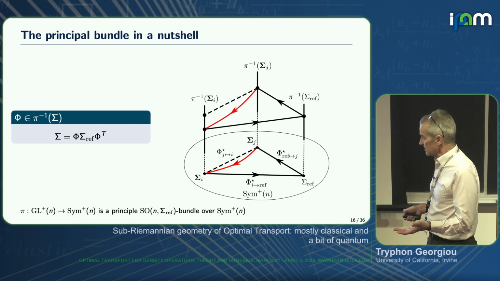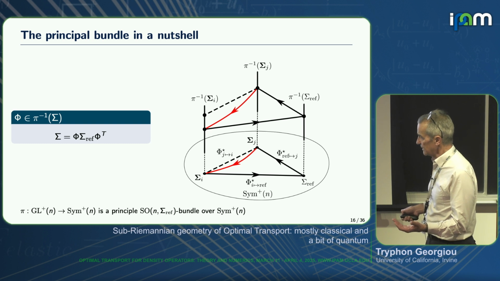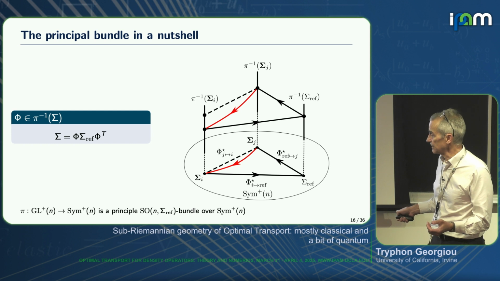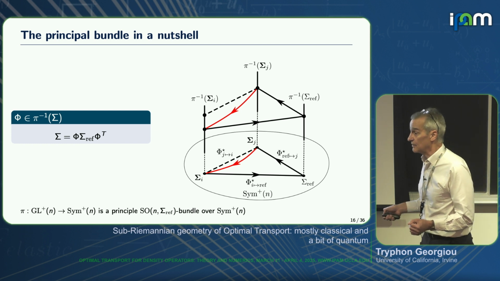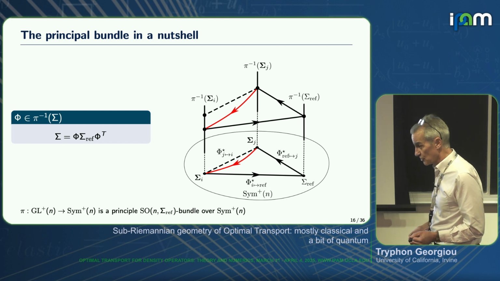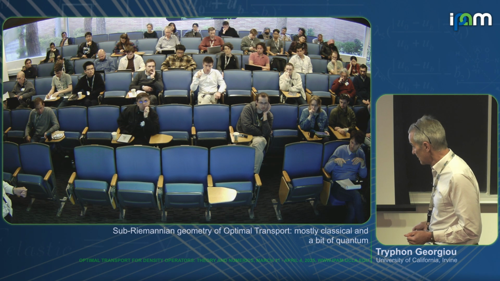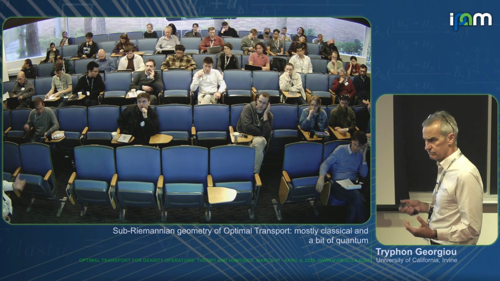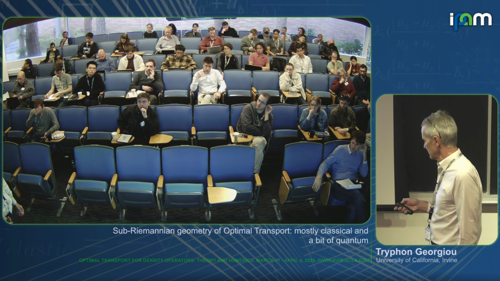So this is the bundle from GLN to the symmetric matrices. And the plus is the connected component. You're not restricted to triangles. Sorry? You don't only consider triangles, so you consider any side. We will consider more. Yes, we can consider more general curves.